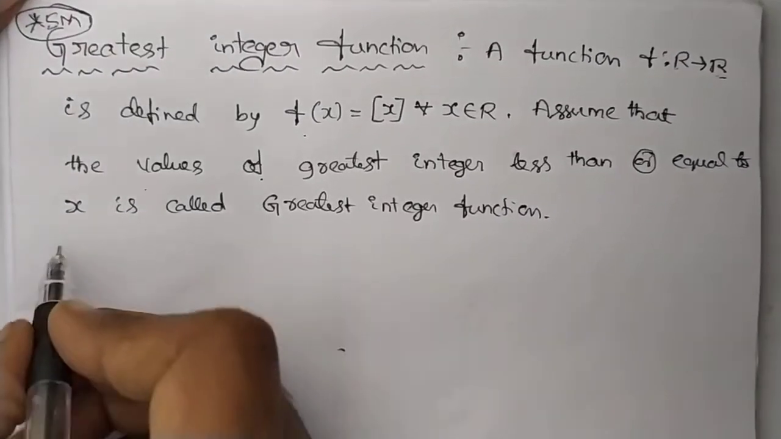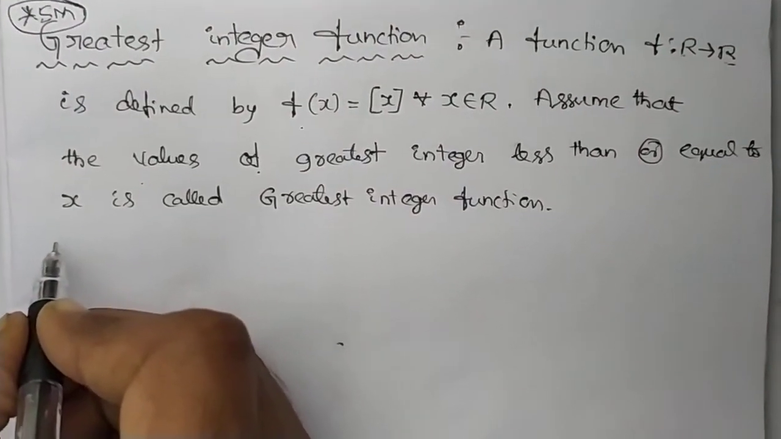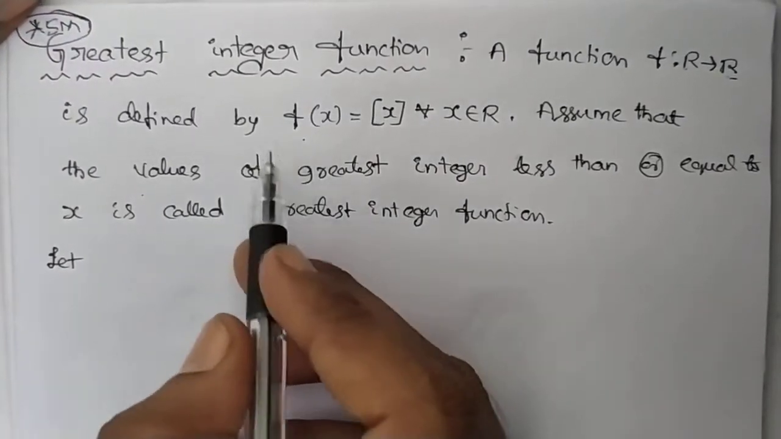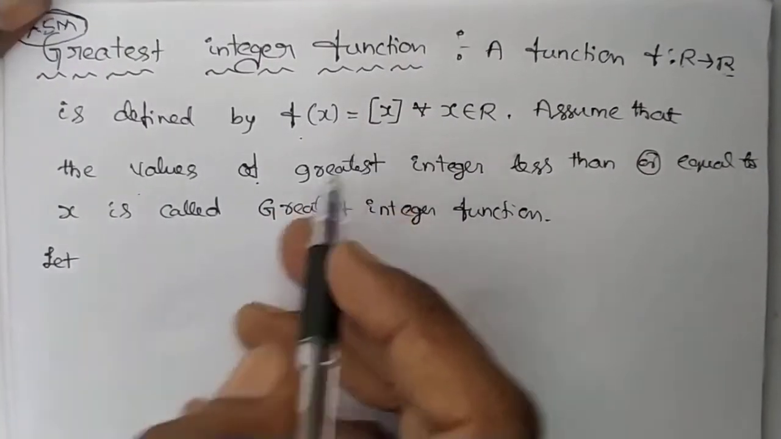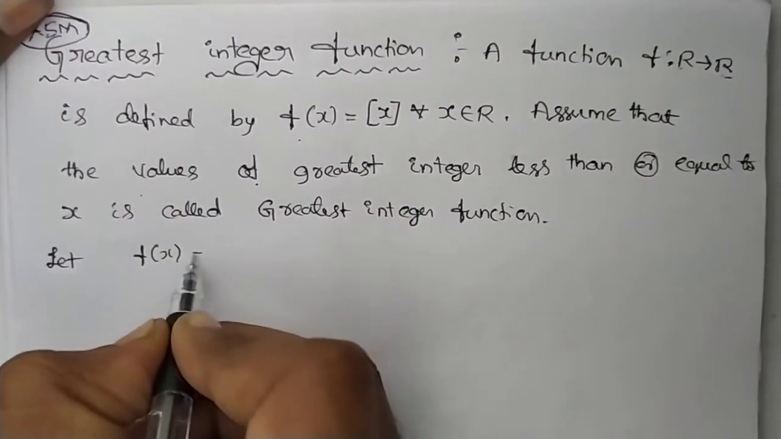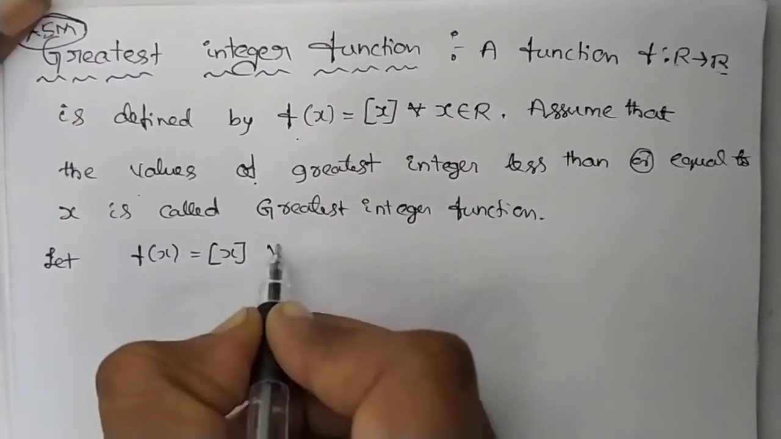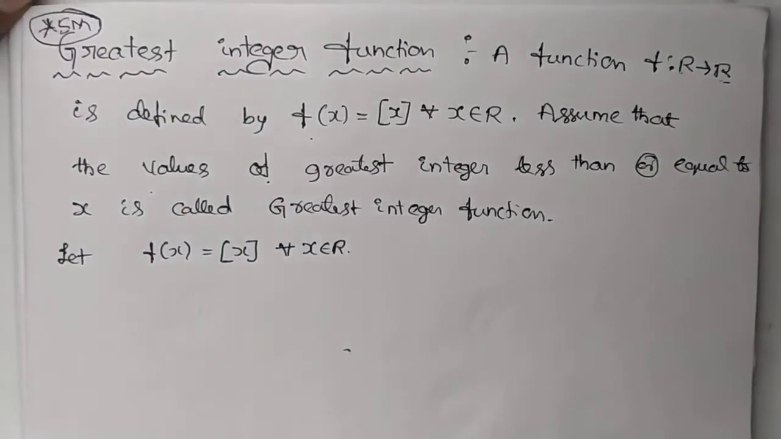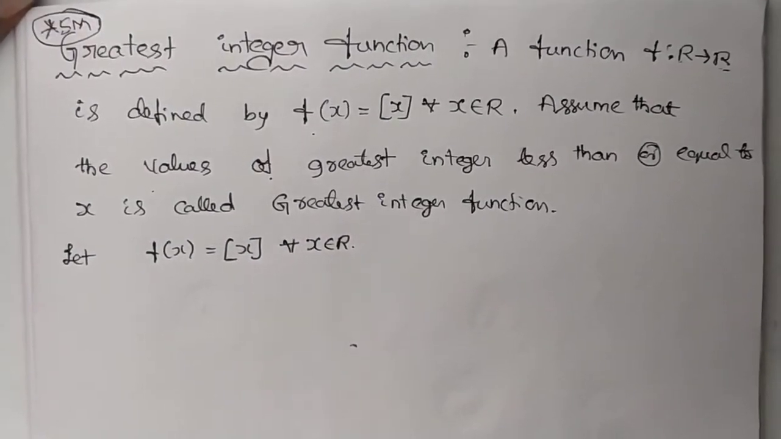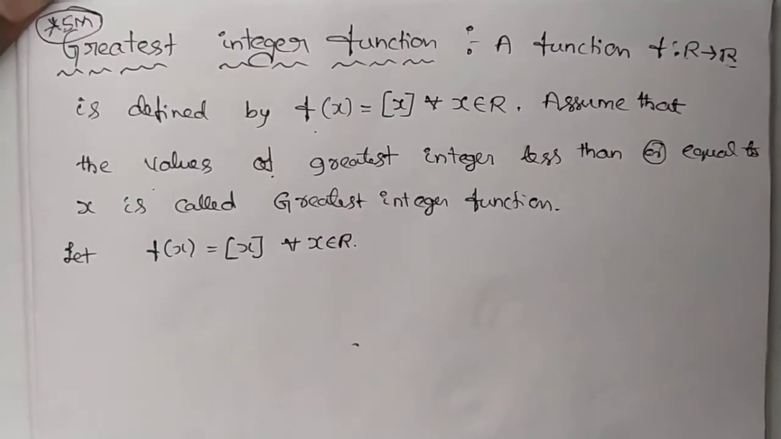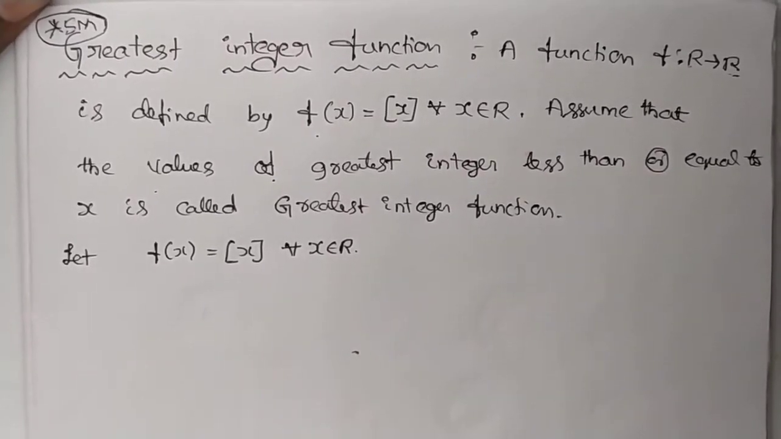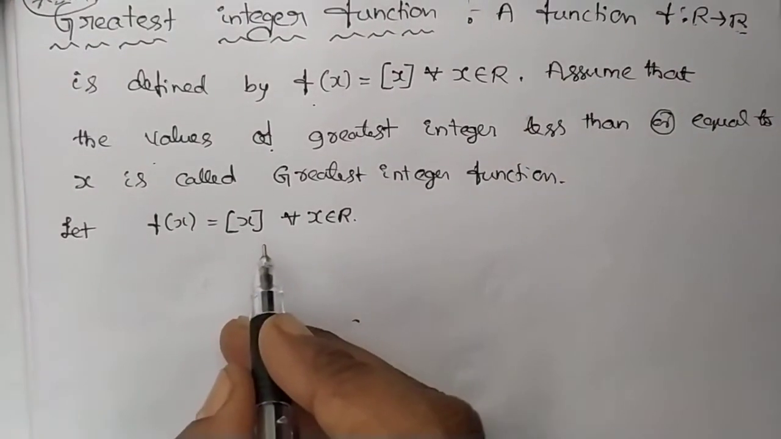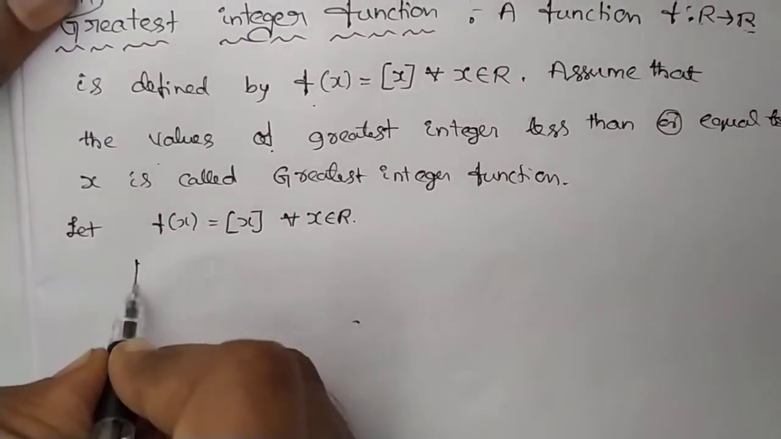Let us draw the graph for this greatest integer function. By the definition of the greatest integer function, let f of x equals step x where x belongs to R. Now let us take the values. Before that, you just take a screenshot or pause the video and note down the definition for this function. Now let f of x equals step x where x belongs to R. Let us take the values.